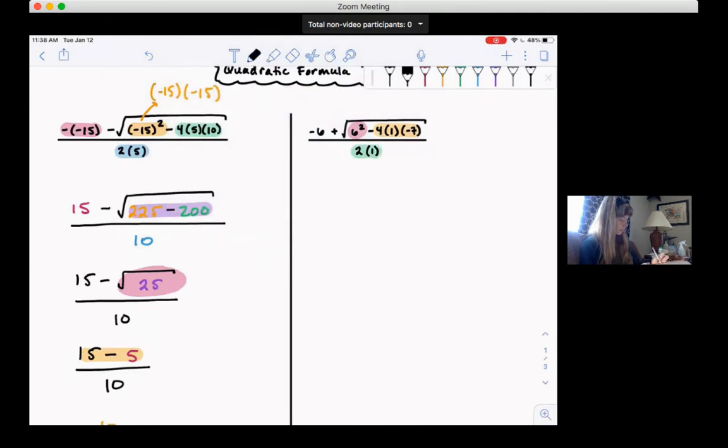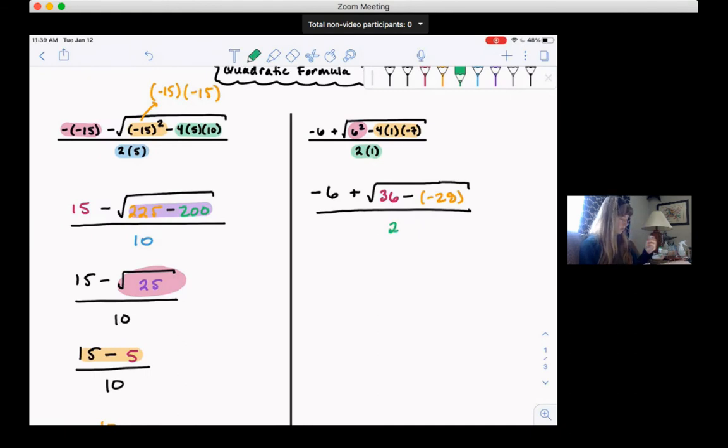So, rewriting with our first round, negative 6 plus square root. Underneath the square root, we have 6 squared, which is 36, minus 4 times 1 times negative 7 gives us negative 28. So now we're doing minus negative 28. All divided by 2 times 1 is just 2.